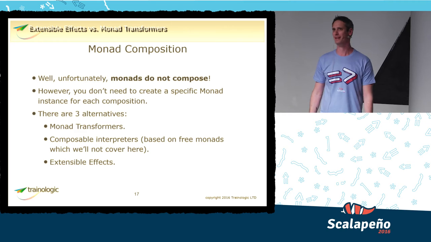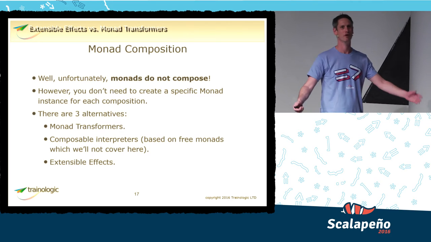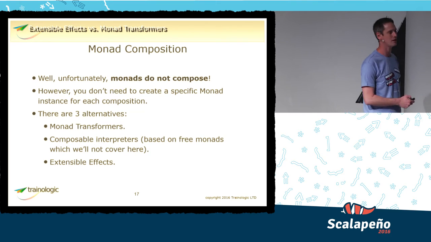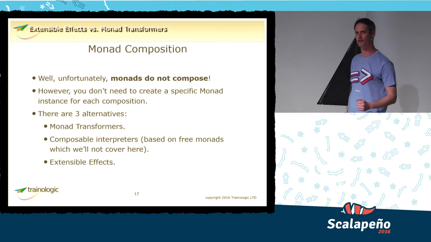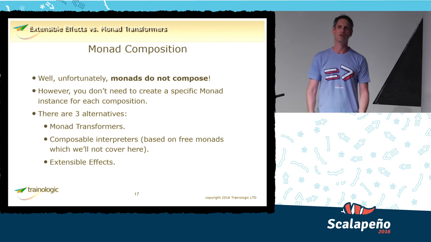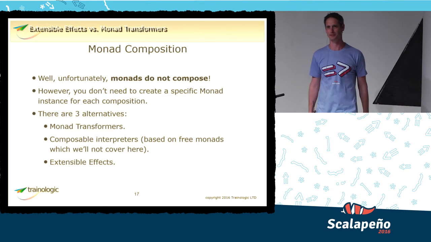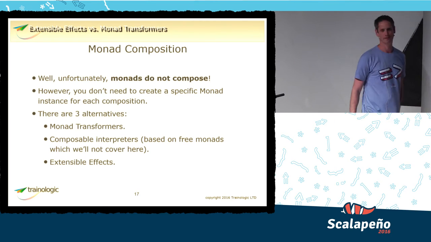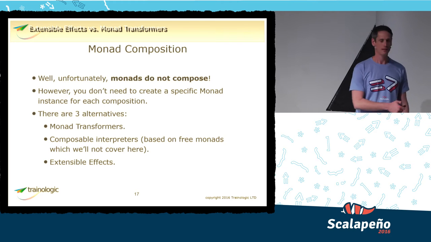Okay, so apparently, and not apparently, it's actually that monads do not compose. You cannot write the signature of composition and implement it. You can write the signature, but the composition you cannot implement. A monad of a monad is not always a monad. Too bad for us. So, what can we do?